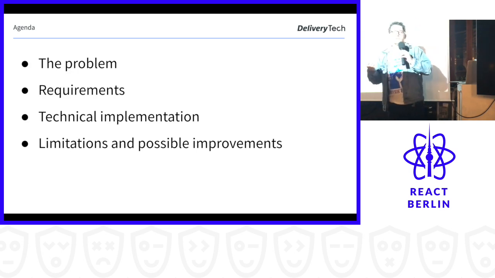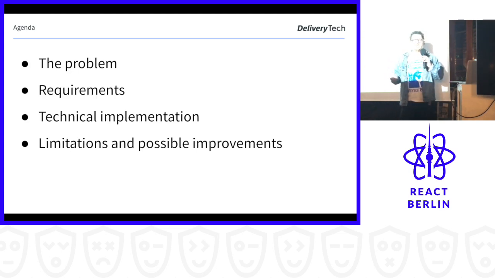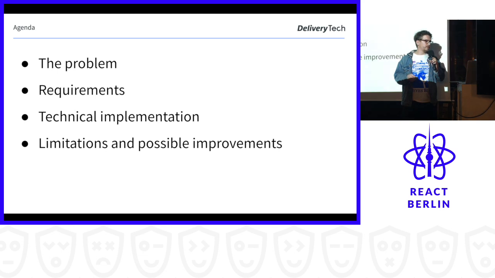First, let's look at what we want to talk about today. First the problem: what made us decide on choosing microservices, micro frontends. Then the requirements that we wanted to have for this system. Then the heart of it, the technical implementation, and afterwards the limitations and possible improvements.